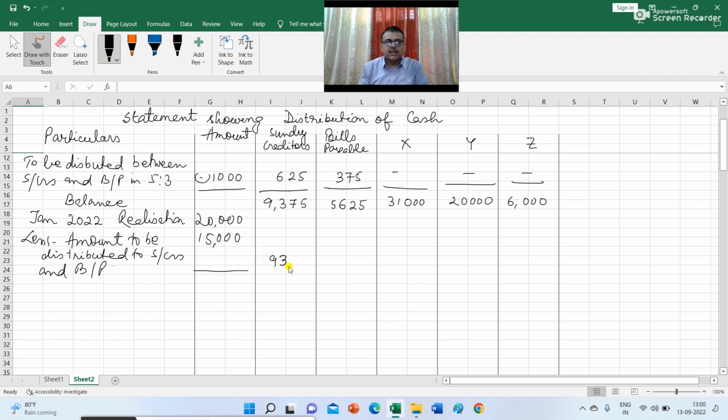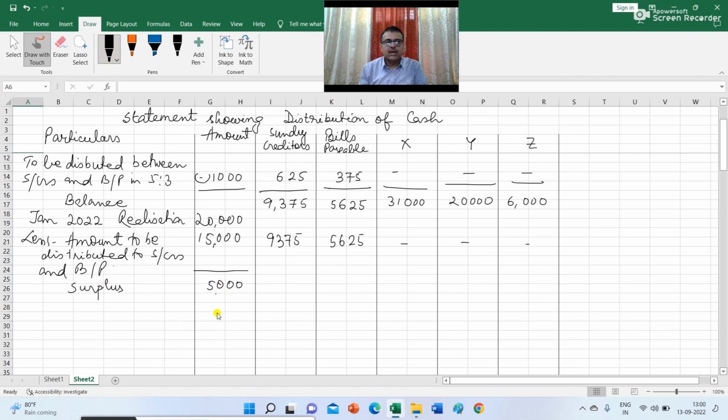So 9,375 will be paid to sundry creditors and 5,625 will be paid to bills payable. Now surplus, we are having 5,000.